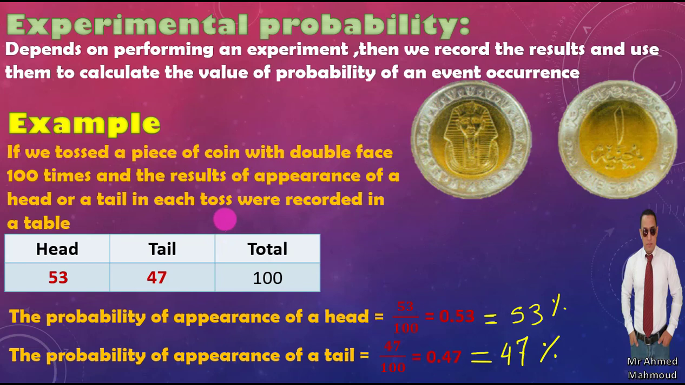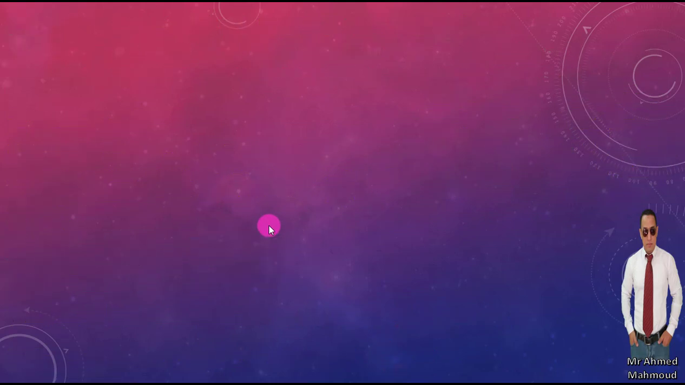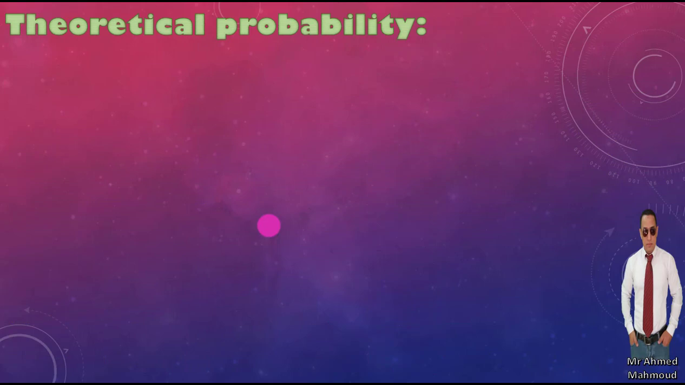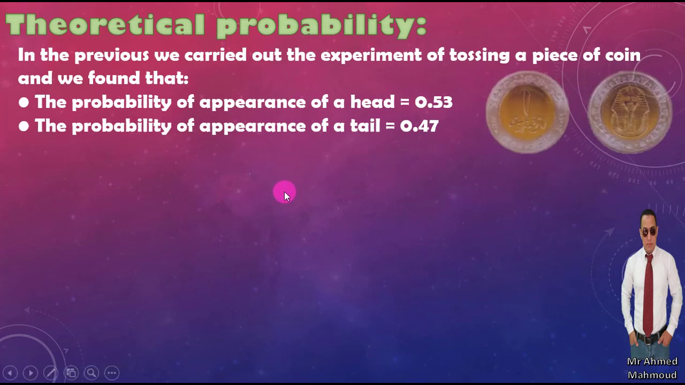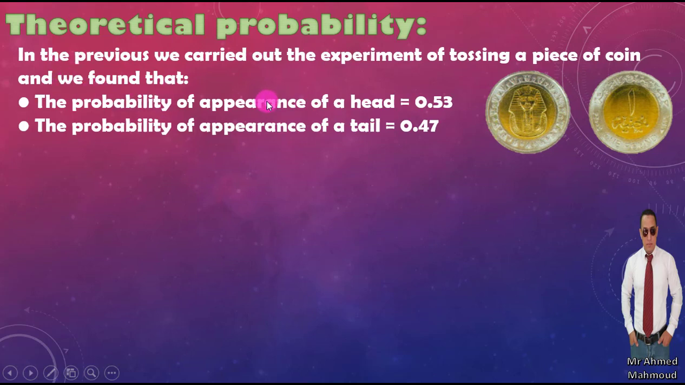Okay, now let's study theoretical probability. For example, in the previous example, we carried out the experiment of tossing a coin, and we found that the probability of a head was 0.53, as I explained in the last example. And the probability of the appearance of a tail equals 0.47. This was the experimental probability.